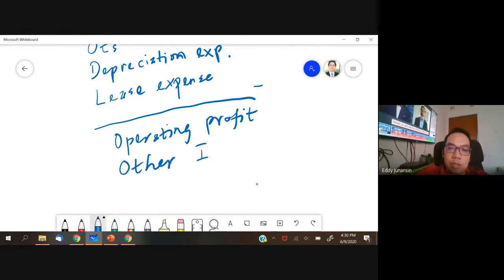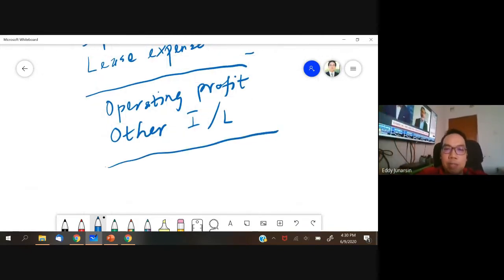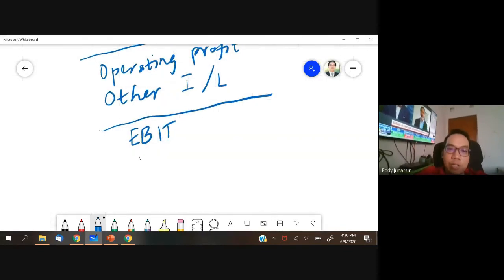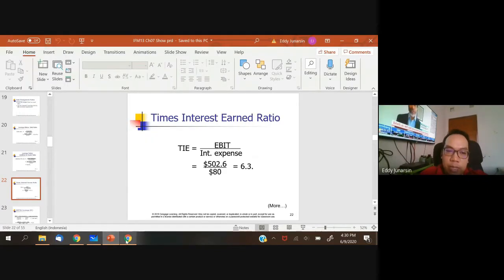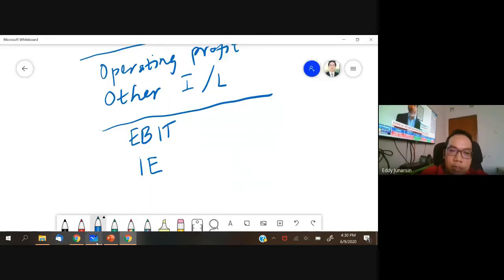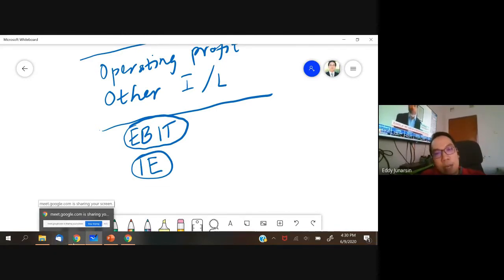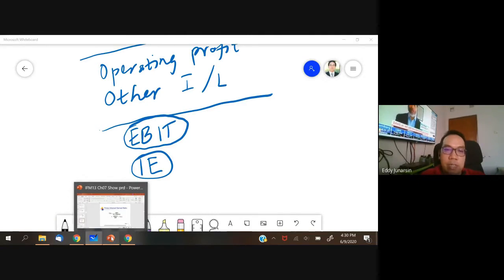incomes or losses, right? Could be plus, could be minus. Other incomes or losses, then you get your earnings before interest and taxes. And then afterward, immediately you will deduct the interest expense. That's why you see the ratio here is earnings before interest and taxes divided by interest expense. So we want to know how strong your EBIT could cover your interest expense, because interest expense is immediately an item immediately after the earnings before interest and taxes.